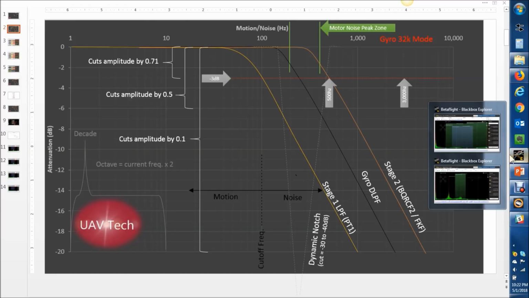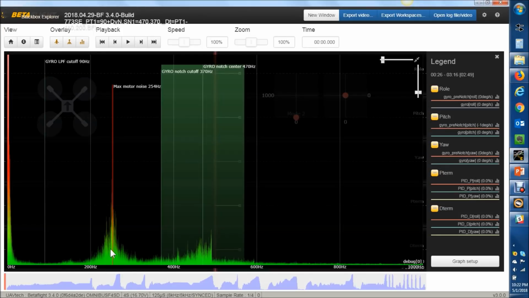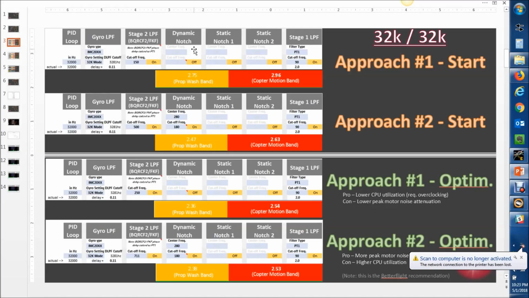So if you're looking at a black box log here, this is the amplitude. If you're setting your cutoff right on top of it, and if all the math works out appropriately as it should, then you're only reducing this by 0.71. You're not reducing this by half. So on and so forth. You've got to keep that in mind. Okay, so back to these two approaches.